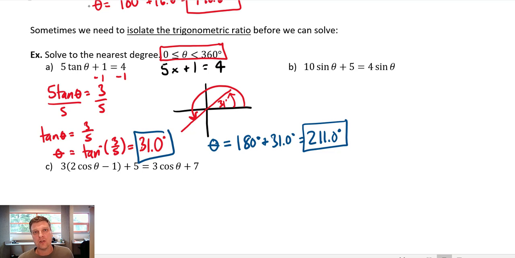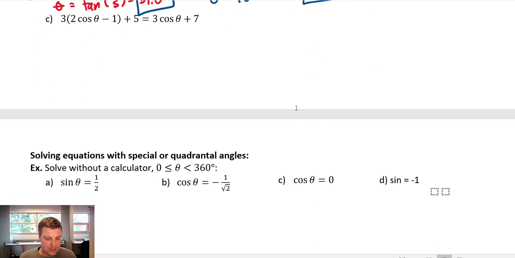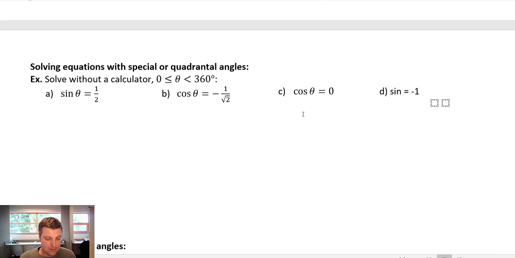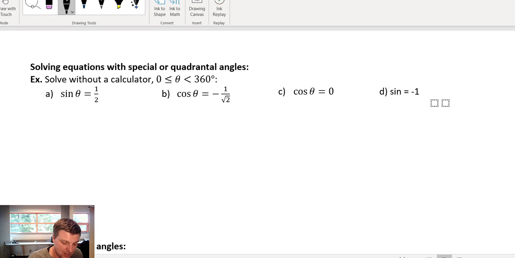Okay, I'm going to leave those other examples for you to practice on your own, because the last thing I want to talk about is solving equations with special or quadrantal angles. You should be able to do this stuff without a calculator. You should be able to just work it out. So we'll do a couple of these as an example.